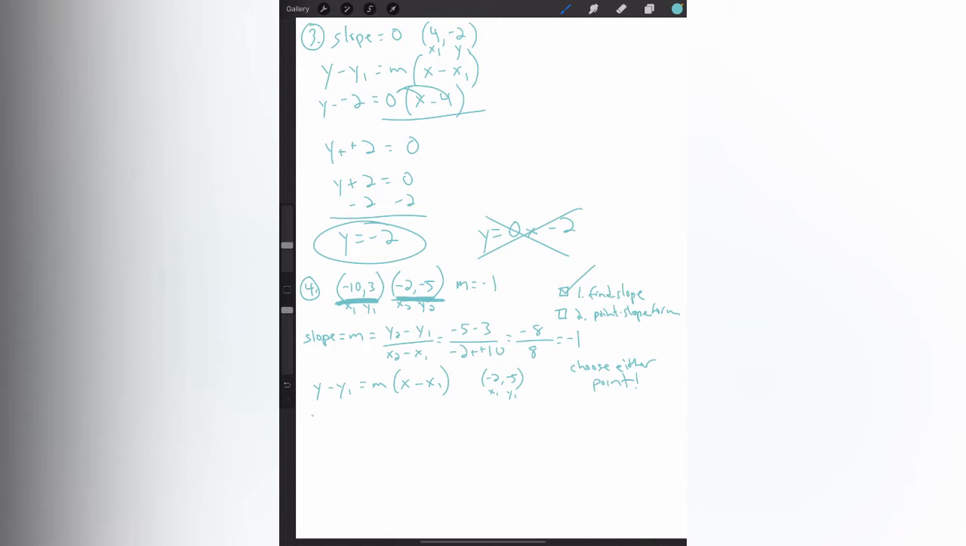I chose this one. So y minus y1, which was negative 5, is equal to m. Remember my slope was negative 1, right? Negative 1 times the quantity of x minus x1, which is negative 2. Okay, so when you subtract a negative, that's the same as adding a positive. Same here, adding a positive. So I get y plus 5 is equal to negative 1 times x plus 2. All right, and then if I want to use the distributive property here, I would say negative 1x, which is negative x. Negative 1 times 2 is a negative 2.